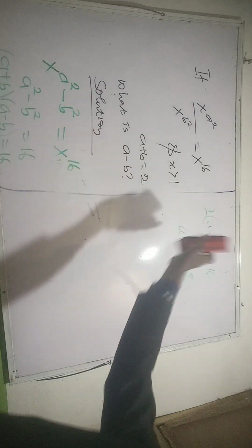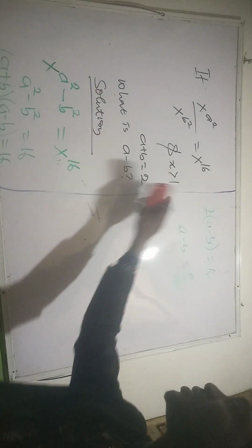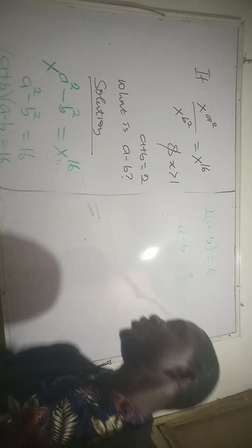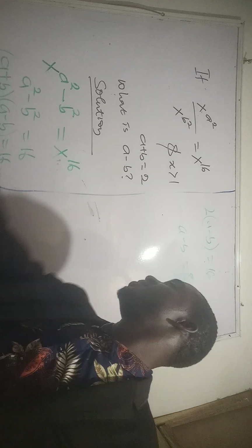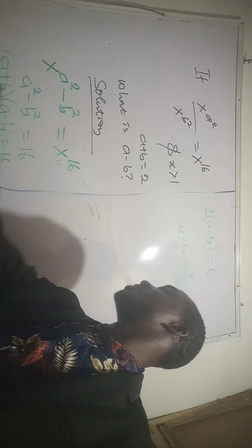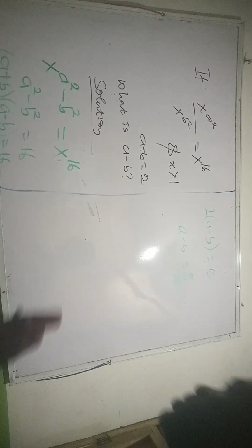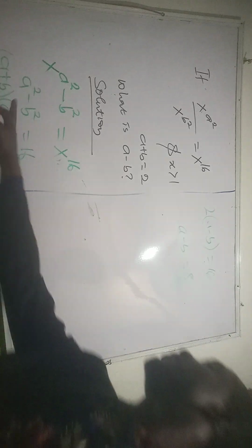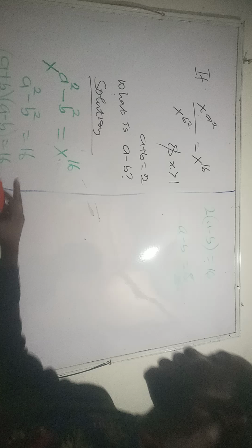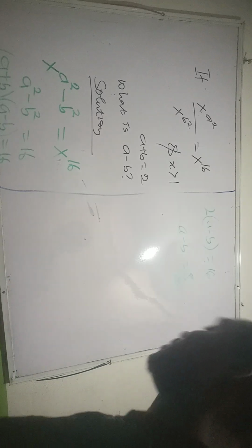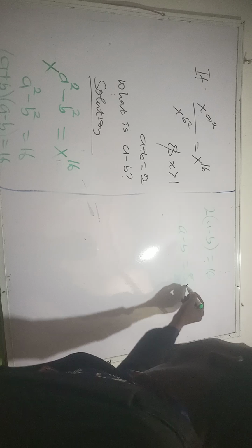So that's it. Given the condition x is greater than 1 and a plus b is 2, substitute 2 here. If you expand it, this one has minus and this one has plus, they cancel out, so it's still the same. So when you substitute 2 here, you have it equal to 16. Divide both sides by 2, then you have a minus b to be 8. So finally, our answer is a minus b equals 8.